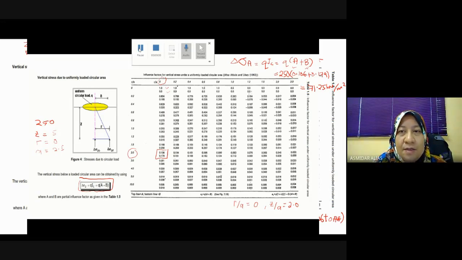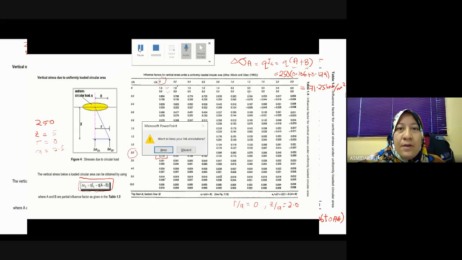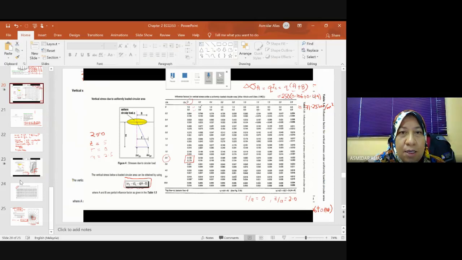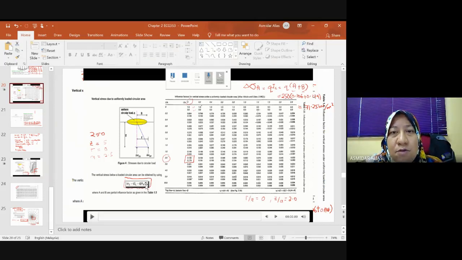So the difference, if you need to compare with your strip load and triangular strip load, is just the matter of the table. The steps are all the same, except for circular load, instead of having one value, they have two values for the influence factor. So you end up having to use the equation for circular loading. Hopefully the rest is clear, because we will continue to the rectangular section.